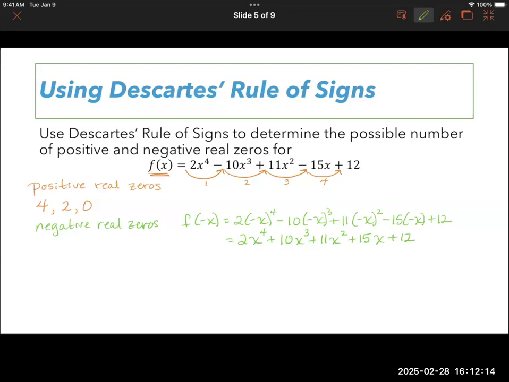Okay, so now if we look at sign changes, since everything is positive here, there are no changes. So since there are no sign changes, that means there are going to be 0 negative real zeros.